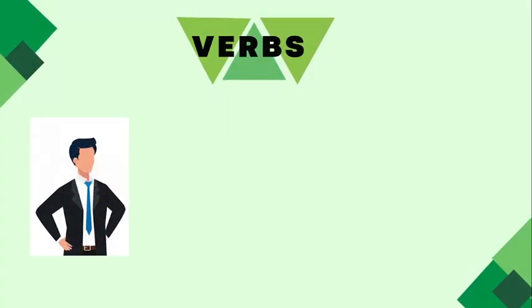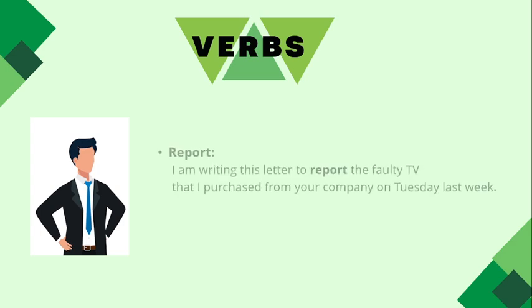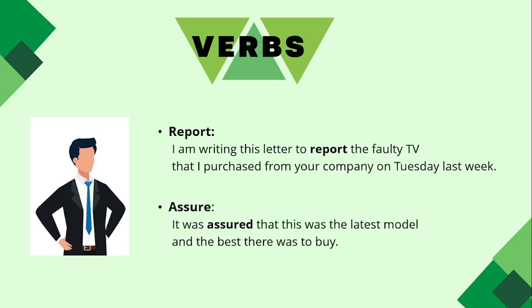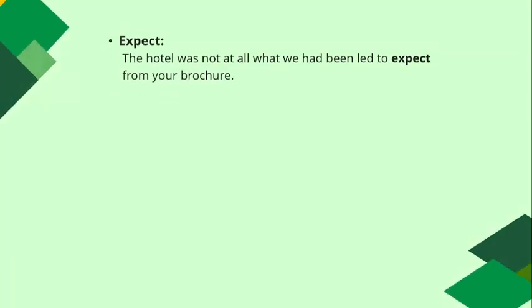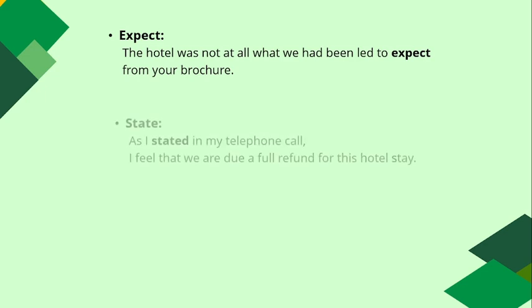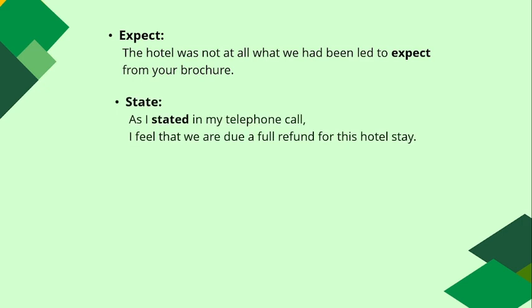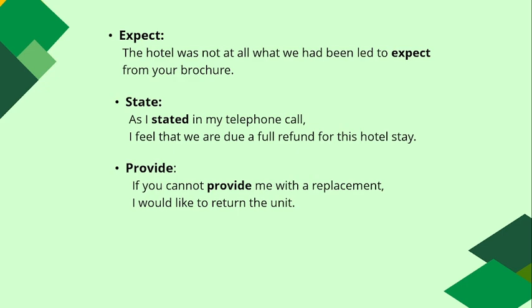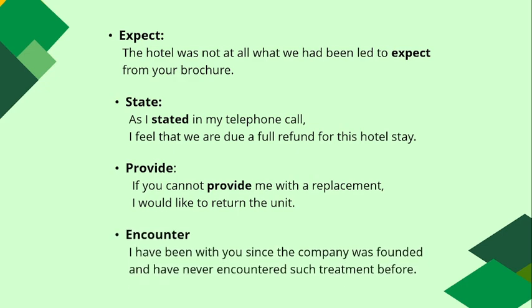Now let's look at some useful verbs. We can use report to formally bring an issue or problem to someone's attention. Assure can be used when referencing promises made by the company. We also have expect, to believe that something will happen or that somebody will do something about the issue. State is used to clearly articulate the issue or facts. Provide, to give something to somebody related to the complaint. And encounter, to describe the problem that occurred.